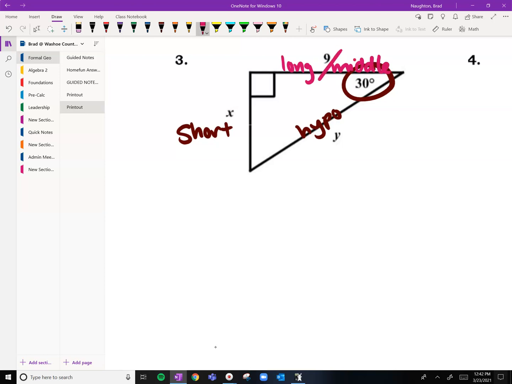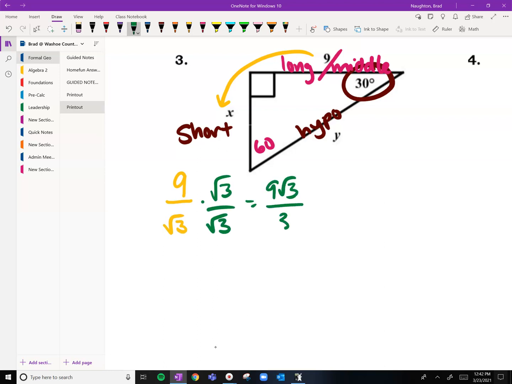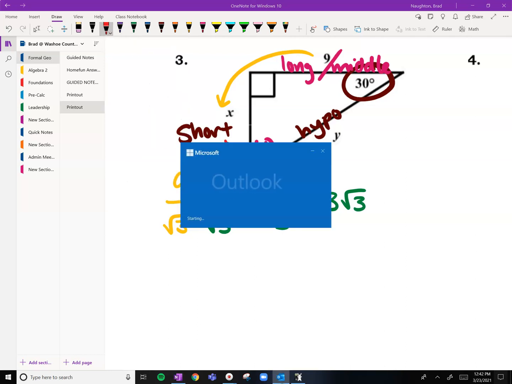So notice our 60, if I have my 60 to go 60 to short, I'm going to go 9 divided by a root 3. So we'll rationalize. You get 9 root 3 over 3, which is 3 root 3. And then to go from short to hypo, remember, you just double it.